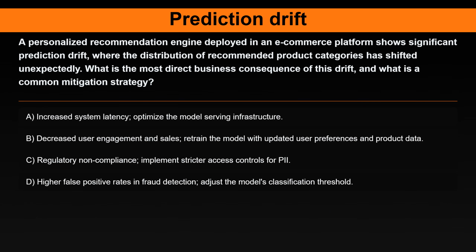Question 27. A personalized recommendation engine deployed in an e-commerce platform shows significant prediction drift, where the distribution of recommended product categories has shifted unexpectedly. What is the most direct business consequence of this drift? And what is a common mitigation strategy?